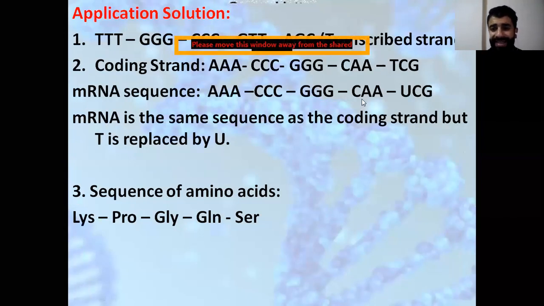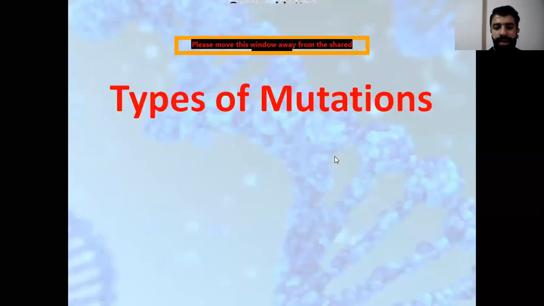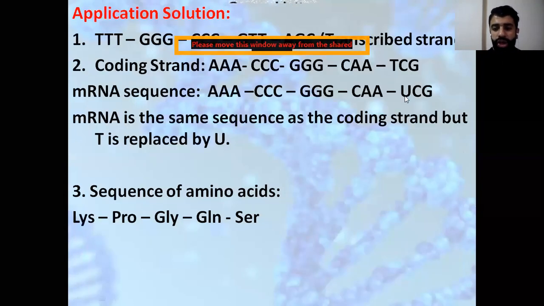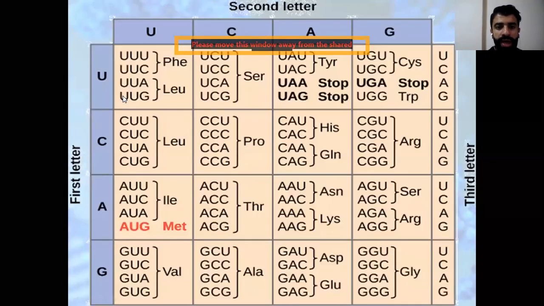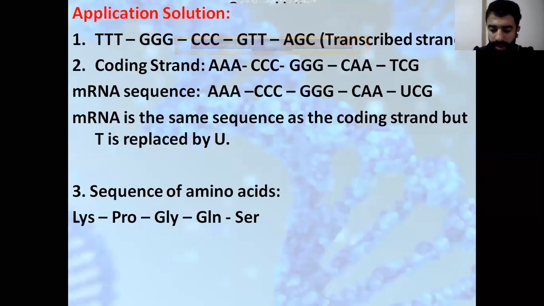Number 4, it's CAA. Where's CAA? This is C, the first letter, A is the second letter. CAA, GLN. And we have the last one, UCG. The first letter is U, second letter is C. UCG is serine, SER. From here, we can determine the sequence of the amino acids.